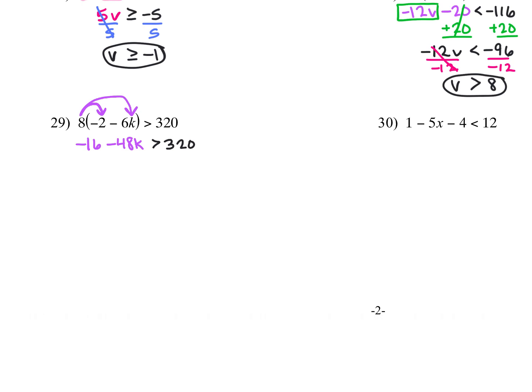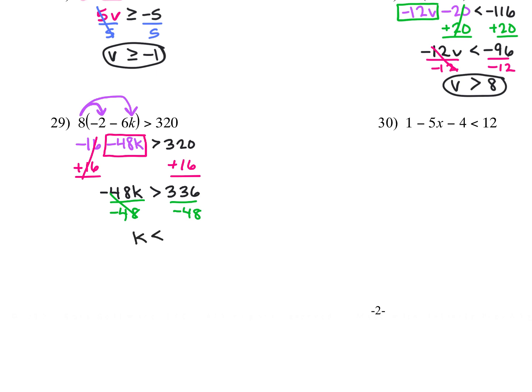I'm going to box in this negative 48k because we want to get that term by itself. We've done our simplifying. We're now solving. So we're going to get rid of negative 16 by adding 16 to both sides of the inequality. And we get negative 48k is greater than 336. Our last step is to get k by itself. So we're going to divide both sides by negative 48. And k is less than negative 7.